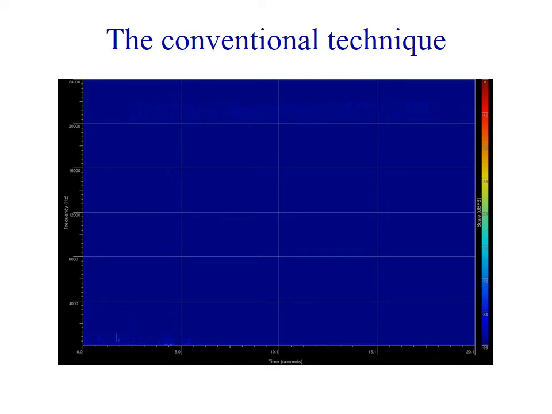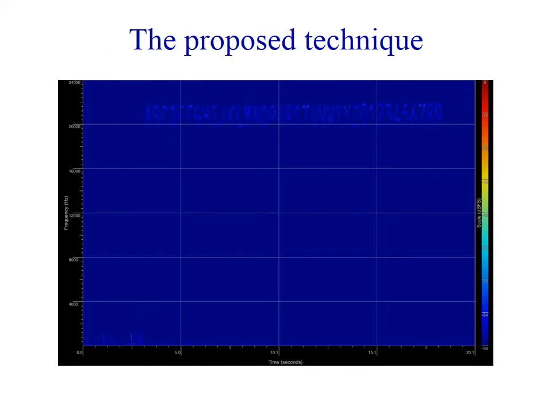This is a spectrogram ART signal generated by the conventional technique. As you can see, it is difficult to recognize the message. On the other hand, this is a spectrogram ART signal generated by the proposed technique. As you can see, the message is recognizable. The simulation indicates that the proposed technique may potentially improve the visibility of spectrogram ART signals, compared with the conventional one.